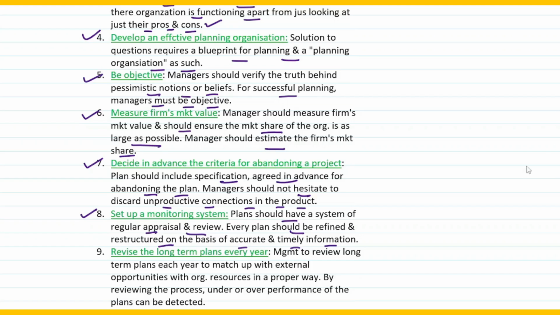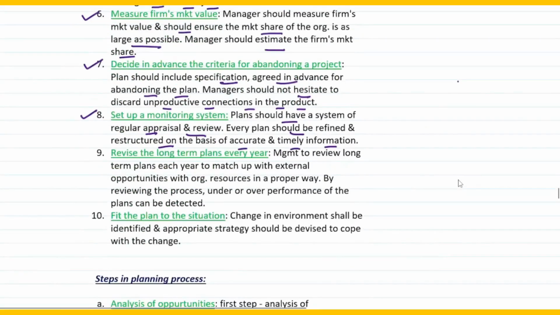Then you revise the long-term plans every year. You should make sure that if there is a long-term plan, if there is any amendment to be made to it, or if you go to revise it, then that should be done on a regular basis, at least on a yearly basis. Management to review long-term plans each year to match up with what? With external opportunities and organization resources in a proper way.